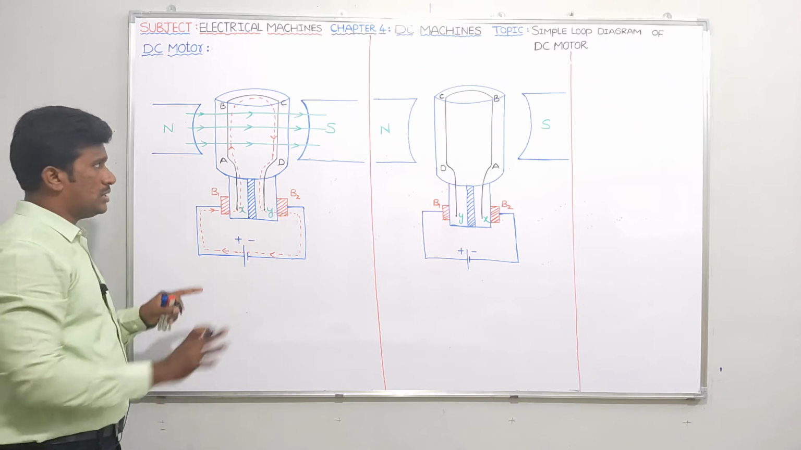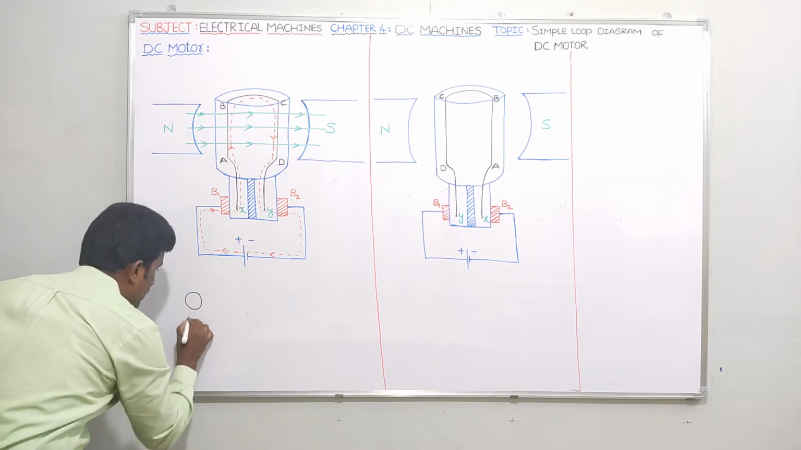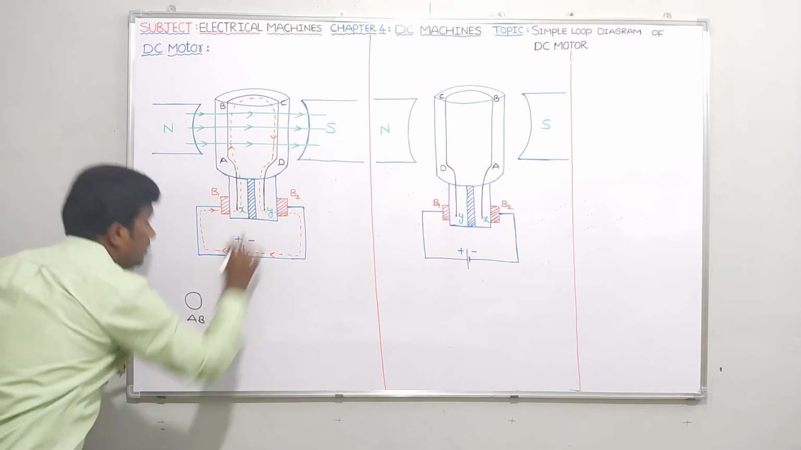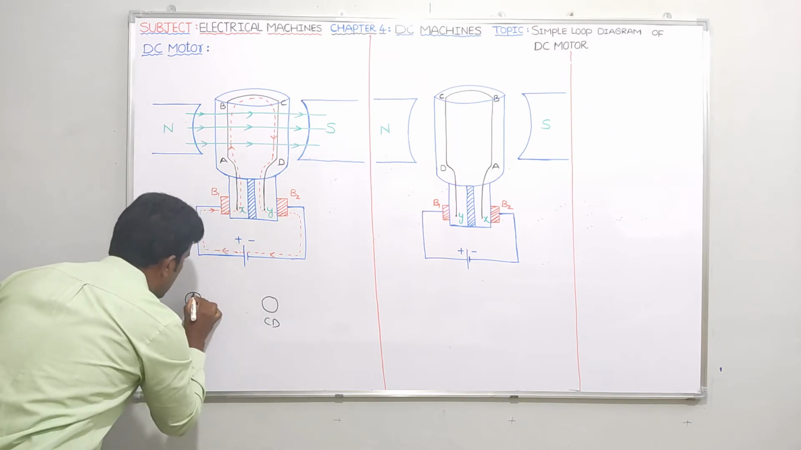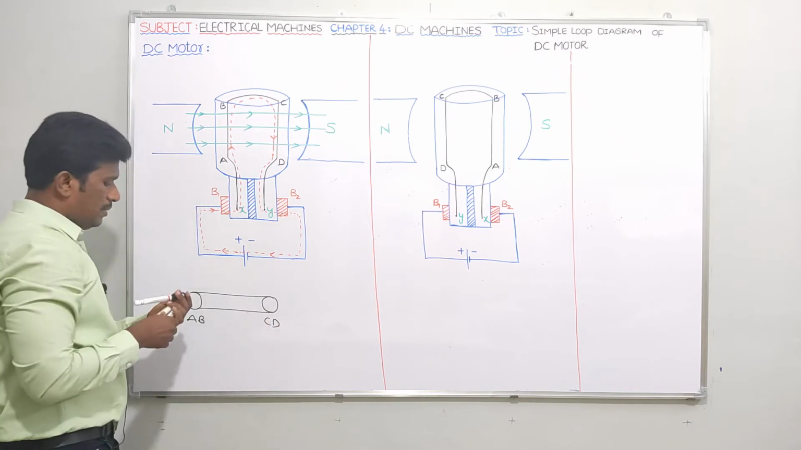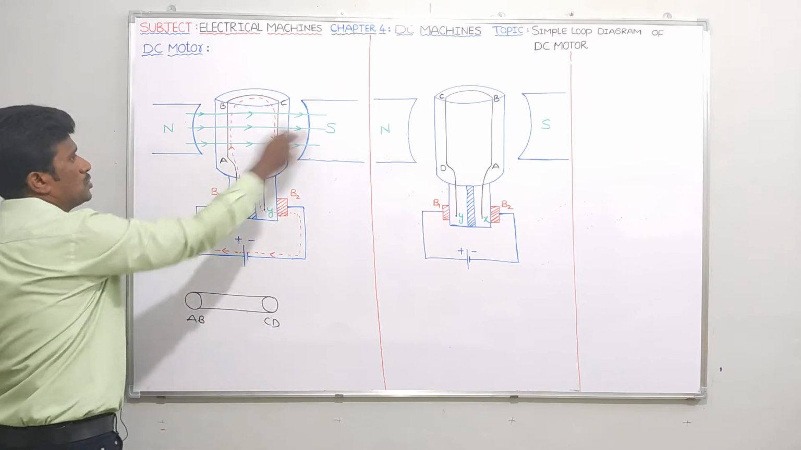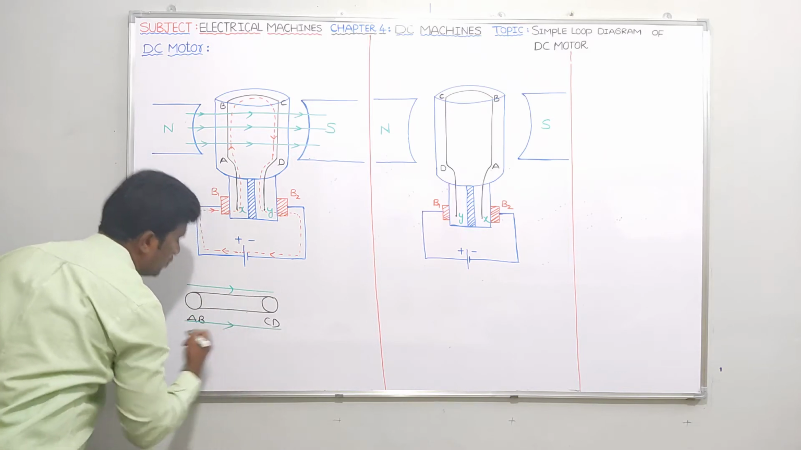Before asking this question, let me show AB is a conductor. Let me show the AB conductor here. It's nothing but the AB conductor. And let me show the CD conductor once again here. Yes, the CD conductor. And you know ABCD is nothing but a coil. ABCD is a coil. And let me show flux lines which are going from north pole to south pole in this manner.